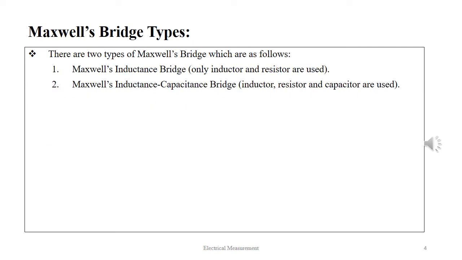There are two types of Maxwell bridges. They are Maxwell's inductance bridge, where only inductor and resistor are used, and Maxwell's inductance capacitance bridge, where all three, that is inductor, capacitor and resistor, are used in the circuit.